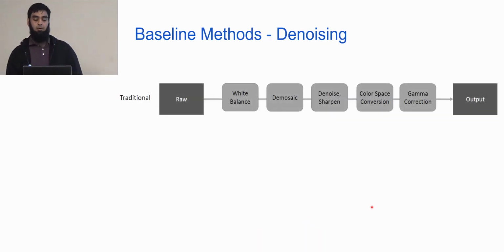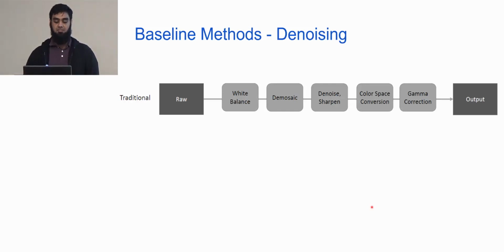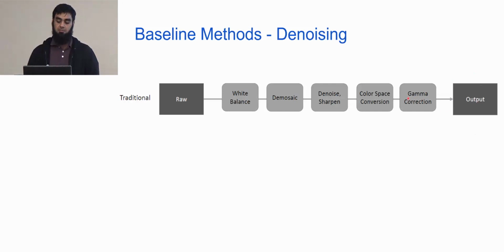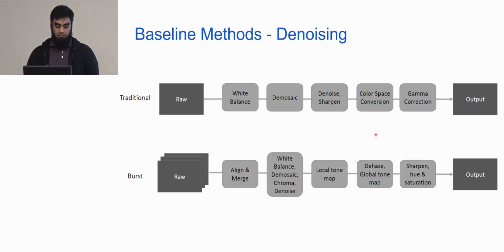So let's talk a little about the baseline methods that are used over here. This is just a traditional pipeline. We can briefly talk about it. We take our raw sensor data for our images, make it go through a white balance and demosaicing process, and then we denoise and sharpen the image, followed by color space conversion and gamma correction until we have our output. We've talked about some of these techniques, but the bottom line is that it's just a collection of post-processing techniques that was used.